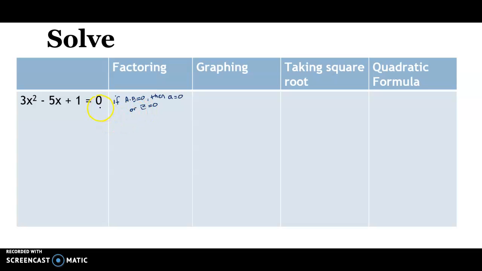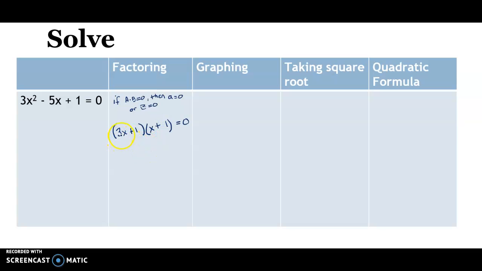So we have the beginnings in that we have this set equal to 0, and so we would want to see, can we factor? So we split this into our factors. 3x squared, well, that would have to split to be 3x and x because 3 is prime. And then we're looking for factors of 1, and so we can do 1 and 1.